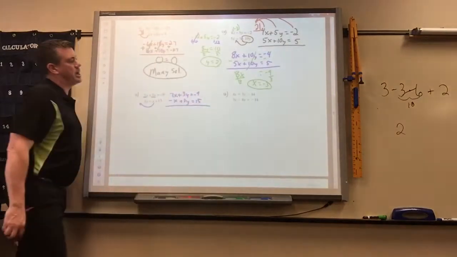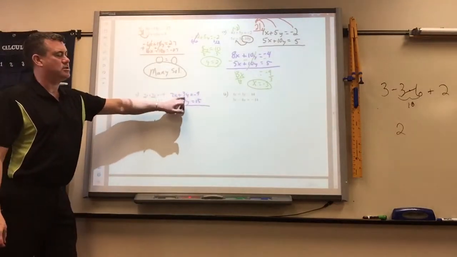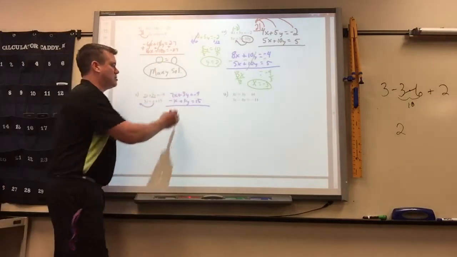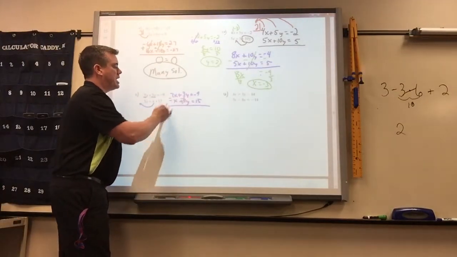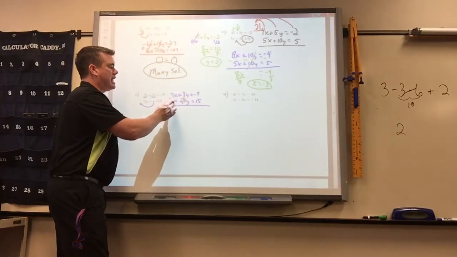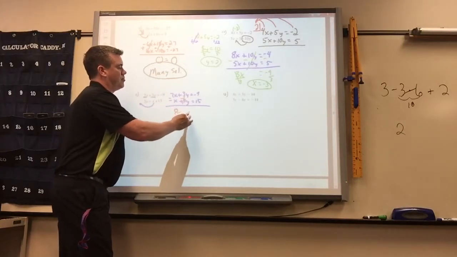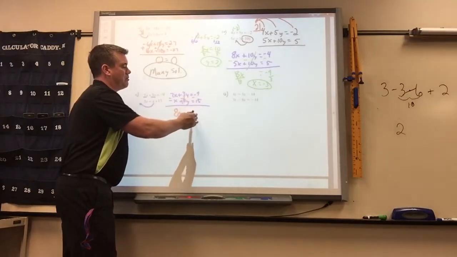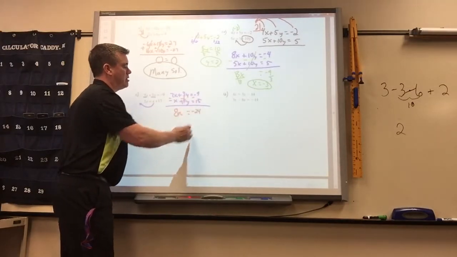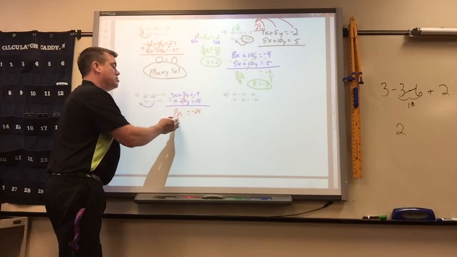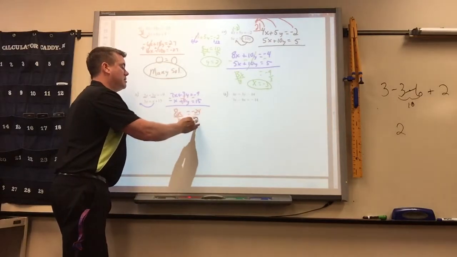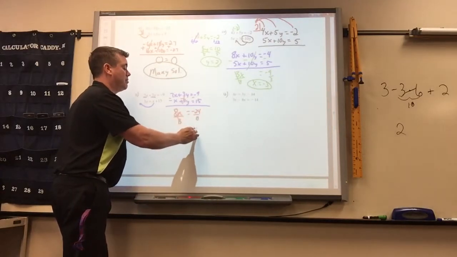So do you add or subtract? Subtract, because 3y minus 3y would cancel. So subtract there. 7 take away a negative 1 is 8x. Negative 9 take away 15 is negative 24. So when you divide by 8, you get negative 3.